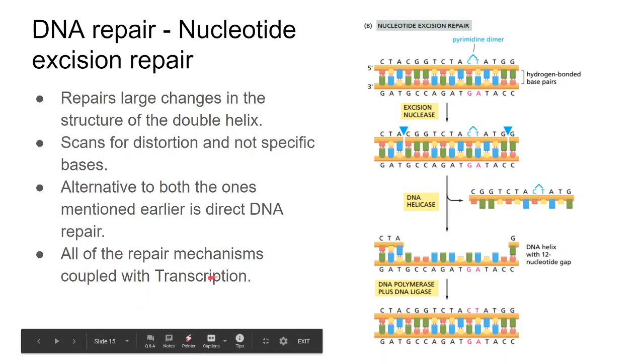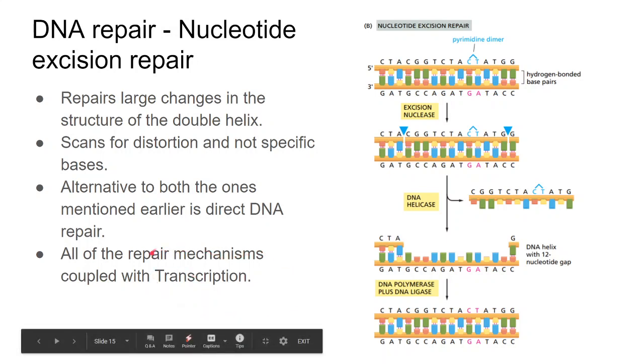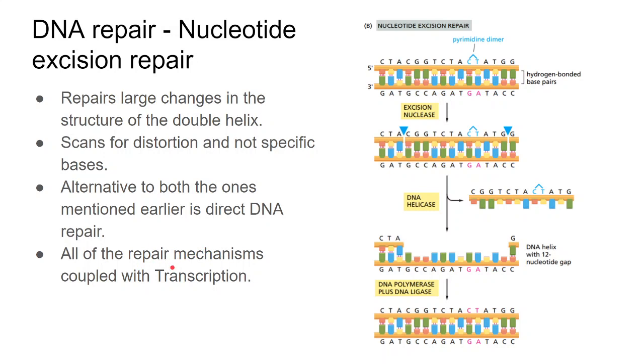So the genes which are actively transcribed have a higher recruitment of repair mechanisms. I hope I'm making sense here. So genes which are being actively transcribed have a higher rate of repair occurring in them, because these are the genes which will form proteins. And the book talks about it a bit. I think it gets clearer if you read it.